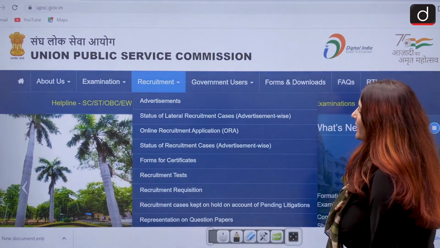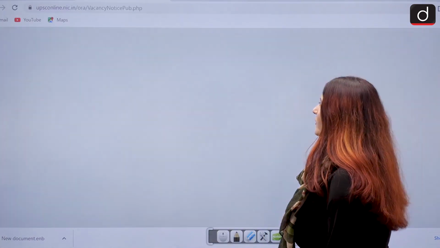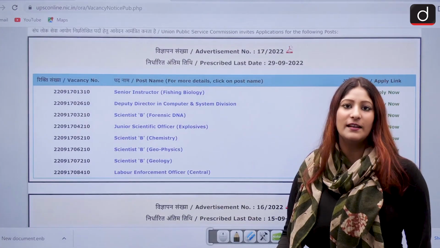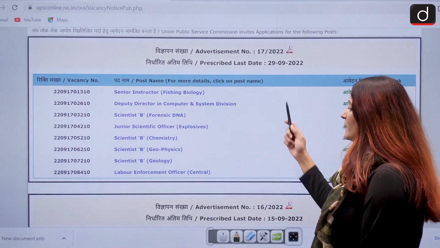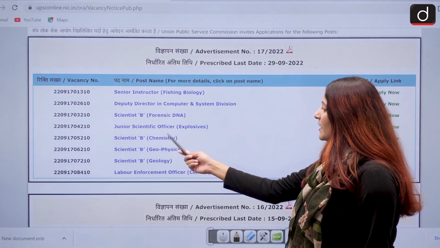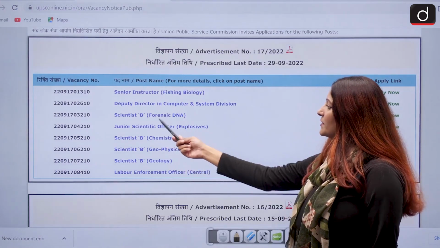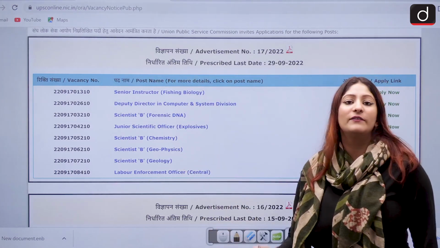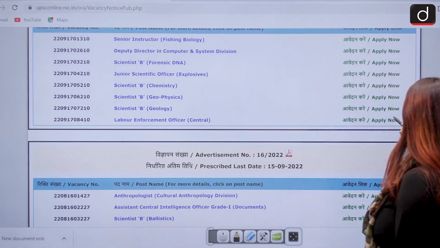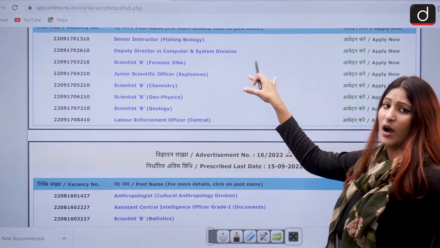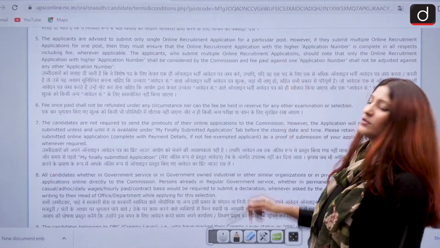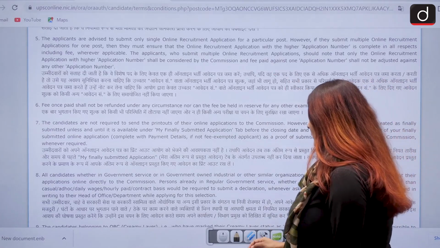This is the UPSC ORA, online recruitment application. When you fill this, as I told you, many things have been added along with the notifications, many posts have come. Labor Enforcement Officer is there, Scientist B, Geology B, Geophysics, Chemistry, then Junior Scientific Officer, Scientist B. All of these have the same procedure. You can see Labor Enforcement Officer Central; when you go and apply, this is also how to apply. Apply now. The same information that I'm telling you is written over here. So the information is authentic. Don't get confused.